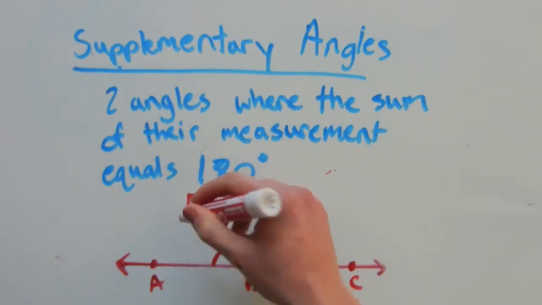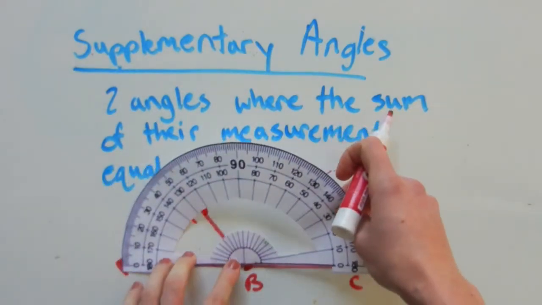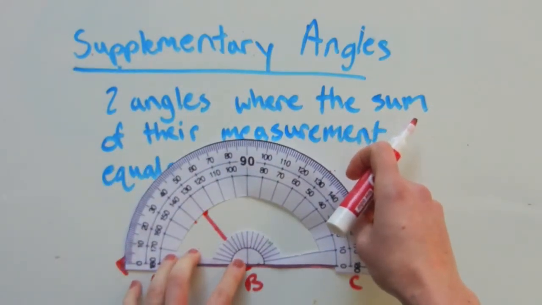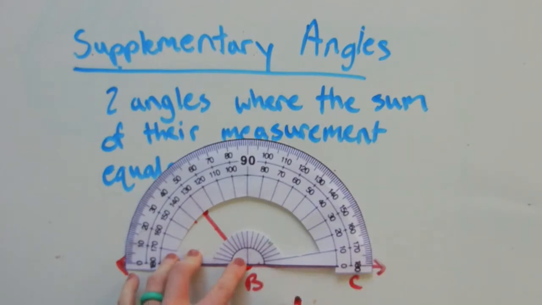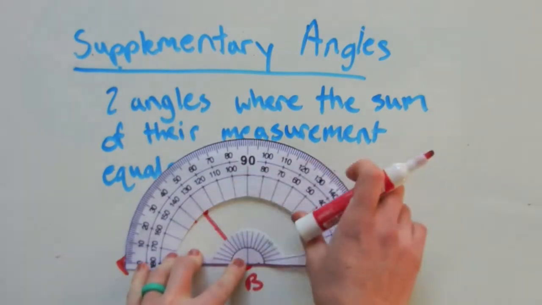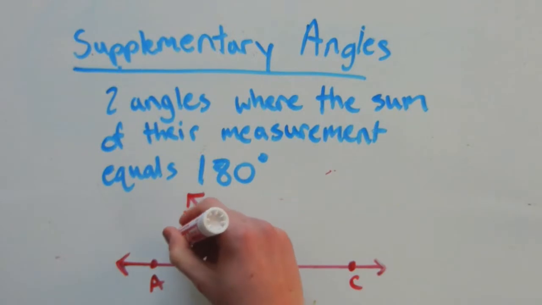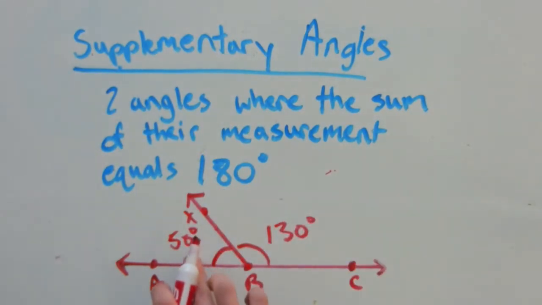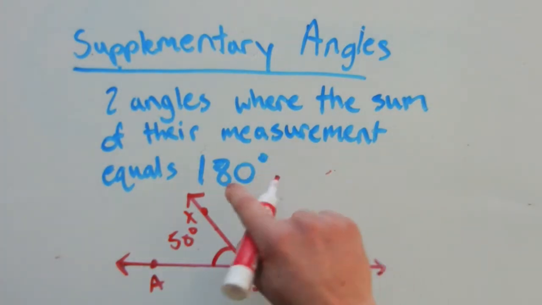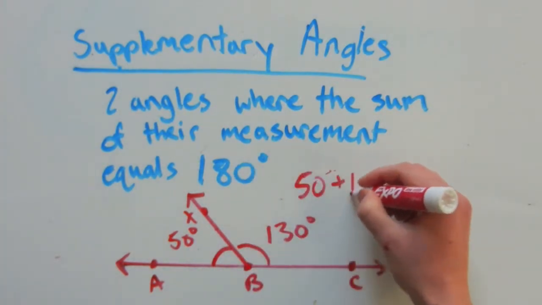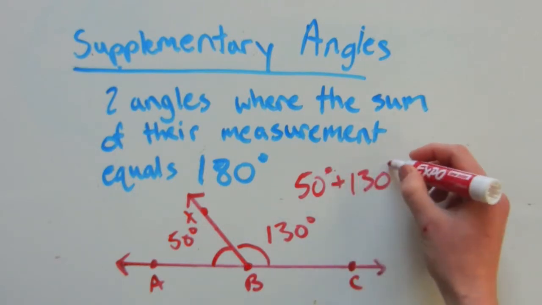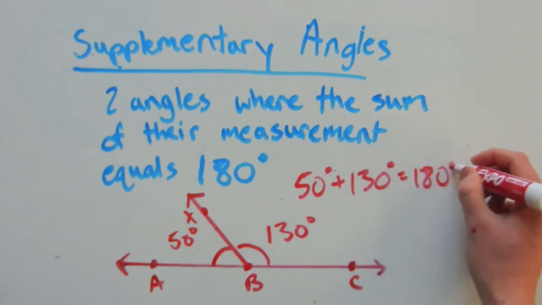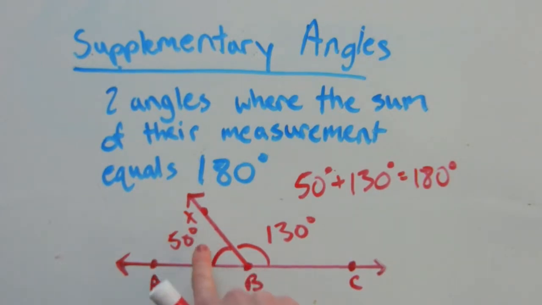We'll name this point X. So angle ABX is equal to 50 degrees, and angle XBC is equal to 130. 50 plus 130 equals 180. So, angle ABX and XBC are supplementary angles. Let's look at one large example.